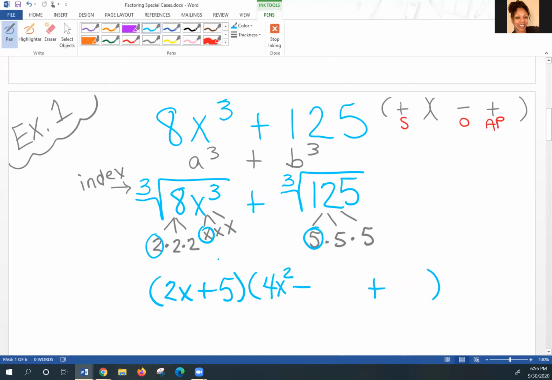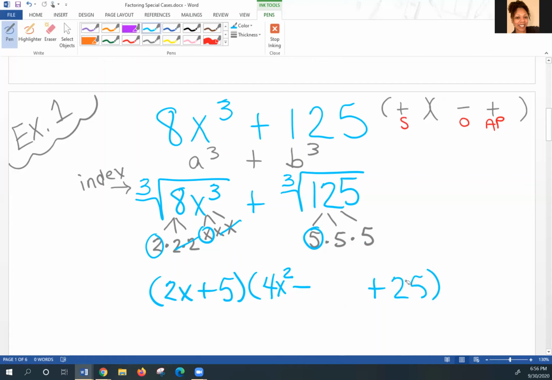If I double check my work, 2 times 4 is 8. X times x squared is x cubed. So far I'm doing it correctly. I'm going to go ahead and skip the middle for now and go to the second set. I've already taken that 1, 5, and now I'm left with 2. 5 times 5 is 25.